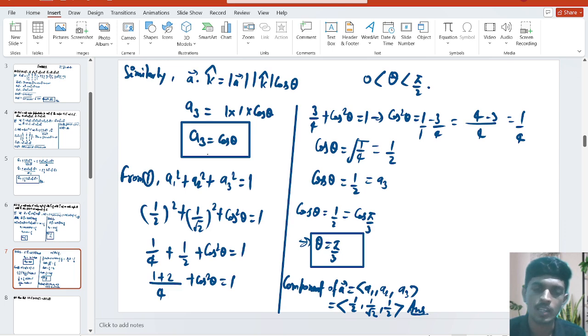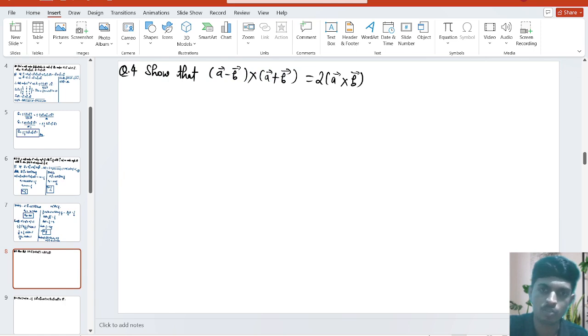And how to find A3? We just put A1, A2, A3 into equation 1, and you get this. Cos square theta becomes 1 by 4 and cos theta becomes 1 by 2. Not taking plus minus because theta is lying in the first quadrant, so it will be positive. So we find A3, cos theta equal to 1 by 2. So this is cos theta 1 by 2, cos pi by 3, and theta equal to pi by 3. This is all about the question. I hope it is clear to you. Come to the next question.